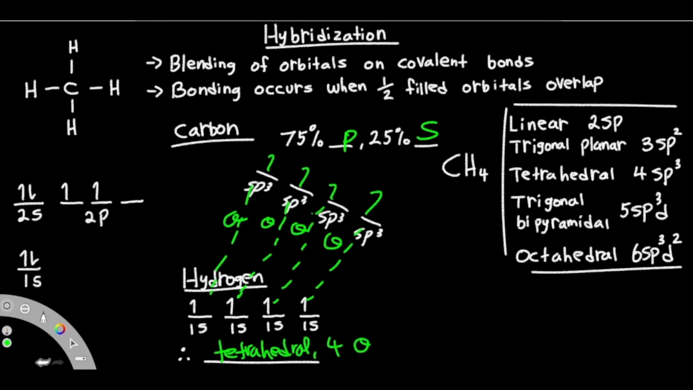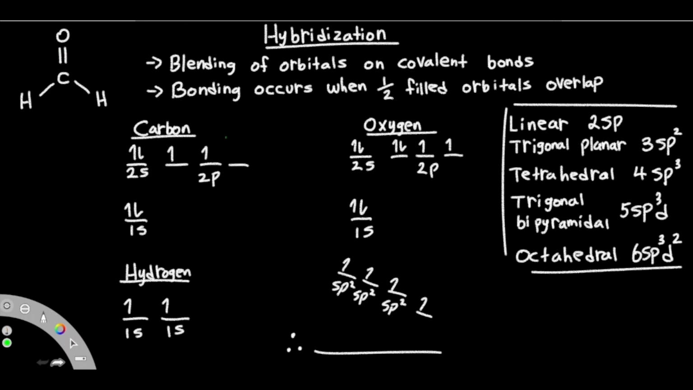Next, we're going to be looking at CH2O. Well, carbon is going to be in the middle. So carbon, again, has 4 valence electrons. But what kind of shape is this? 1, 2, 3. There are 3 bond segments, so it's going to be a trigonal planar, which means it's going to be a 3sp2. So we're going to draw 3 orbitals. Each one's going to be an sp2.